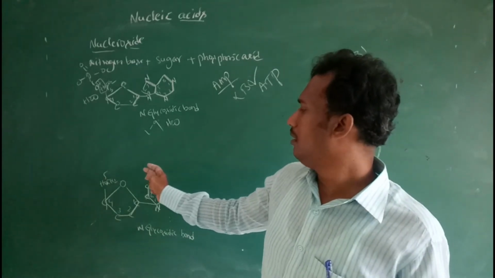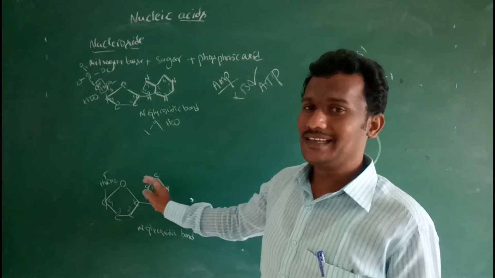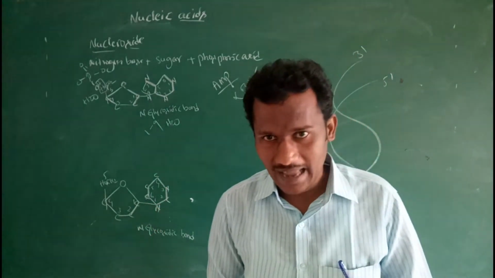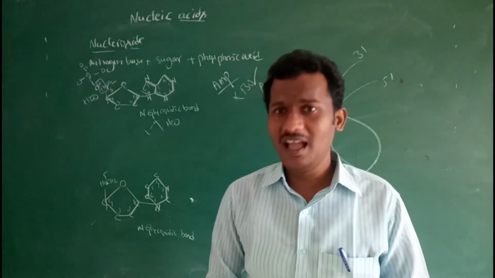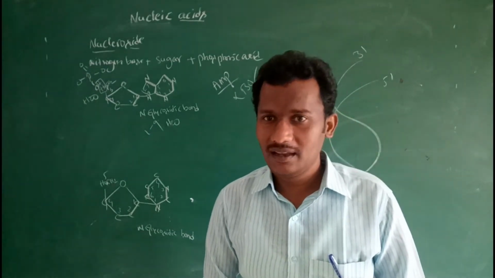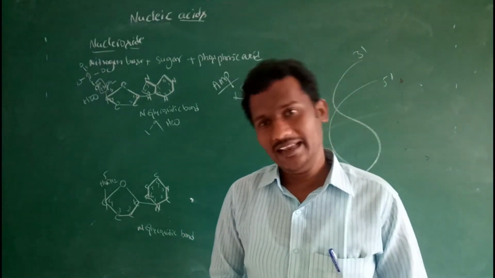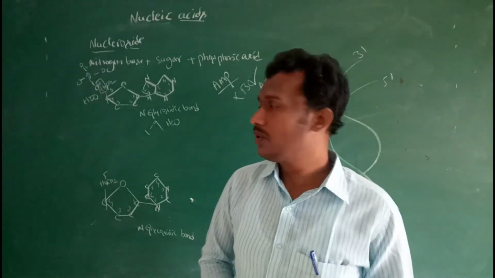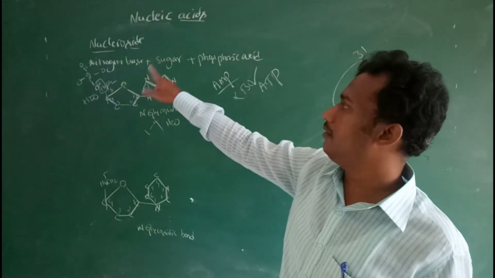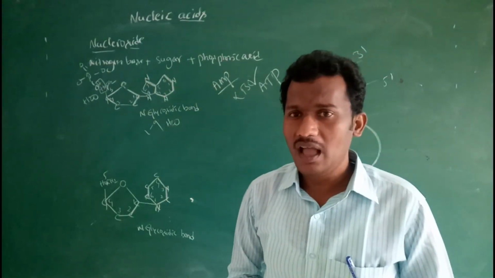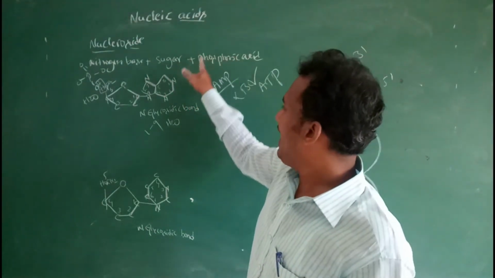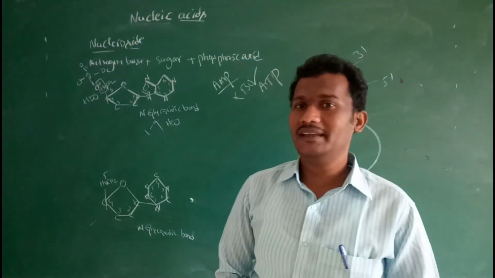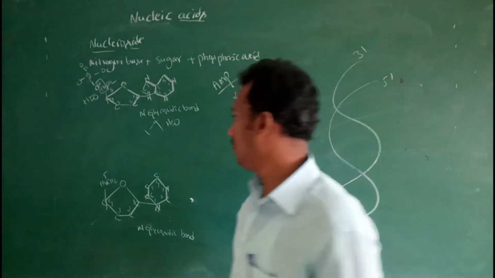Next one, pyrimidines, cytidine and thymidine. By linking here we get cytidylic acid, deoxycytidylic acid, then deoxythymidylic acid. In RNA, cytidylic acid and uridylic acid. So 4 types of nucleotides. A nucleotide is nothing but a nitrogen base, sugar and phosphoric acid. Phosphoric acid joins with the nucleoside through ester bonds by the elimination of a water molecule.